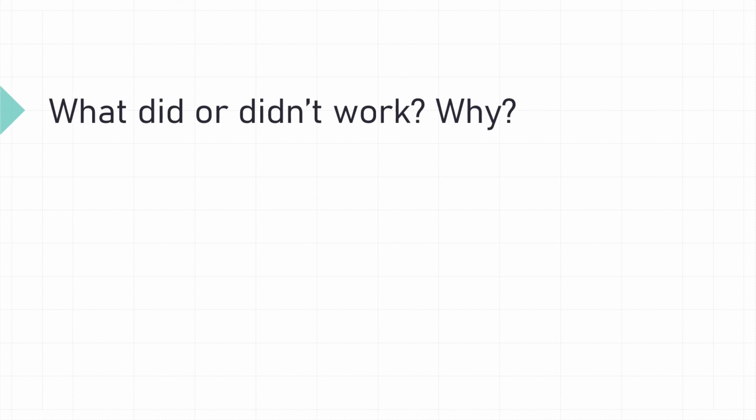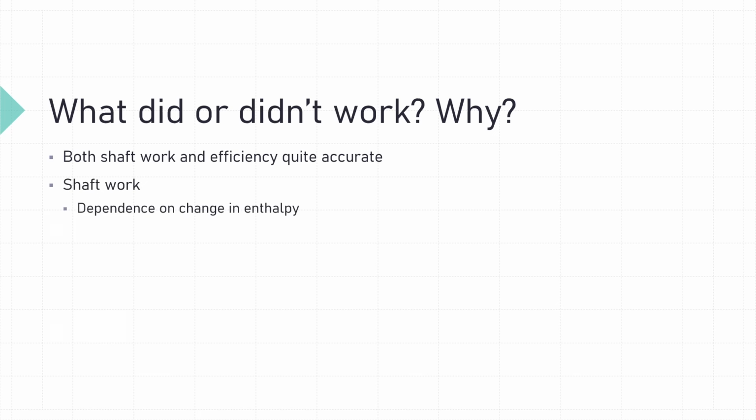So what did or didn't work with our code and why? As you saw for both the shaft work and efficiency calculations that we made using our equations of state, the values that we got were pretty similar and accurate to what was reported in the technical report data. In terms of the shaft work, we attribute this similarity to the dependence on the change in enthalpy between states in both of these calculations that we used and what was used in the technical report.